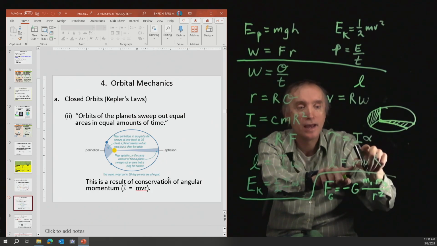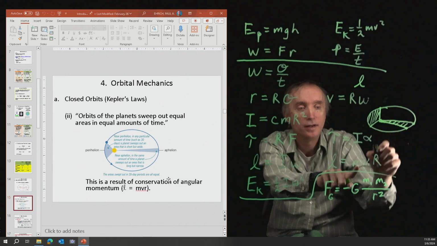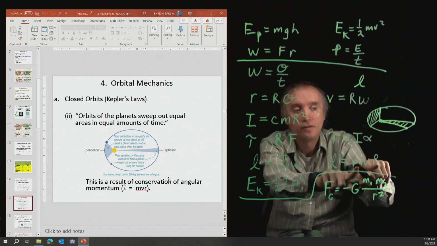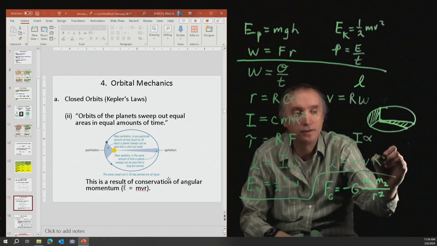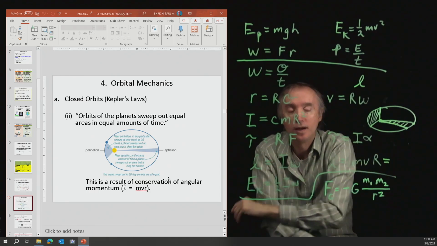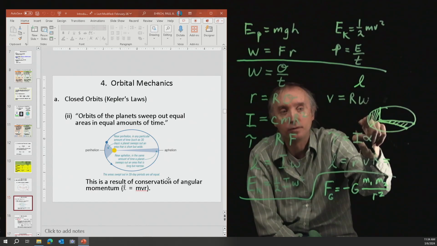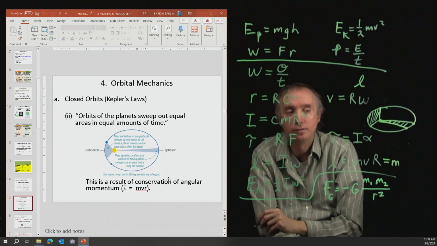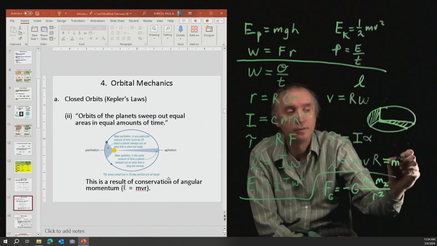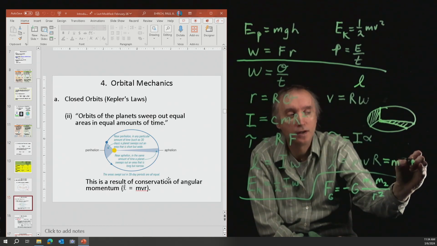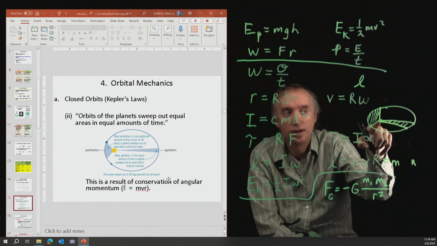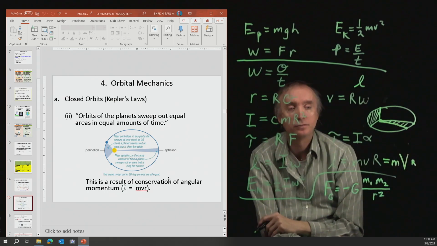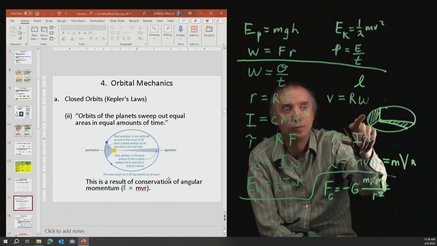So the angular momentum, when it's over here, is going to be the mass times the speed of the planet times how far it is from the sun. And then it's also going to be the same angular momentum when it's over here. So over here it's still going to be the same m that it was before, but the r is going to be smaller because it's closer to the sun, and because the r got small, the v got big. So it's moving faster when it's over here.